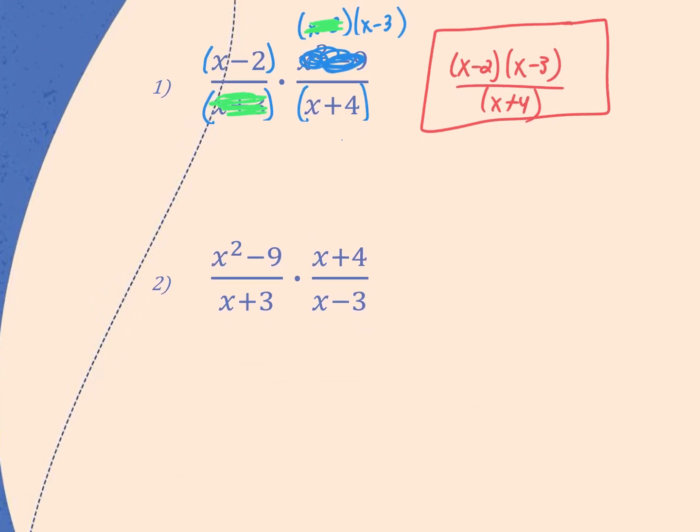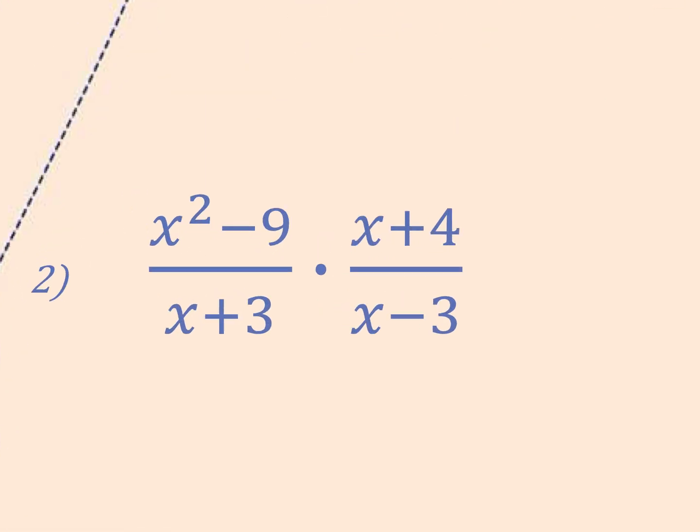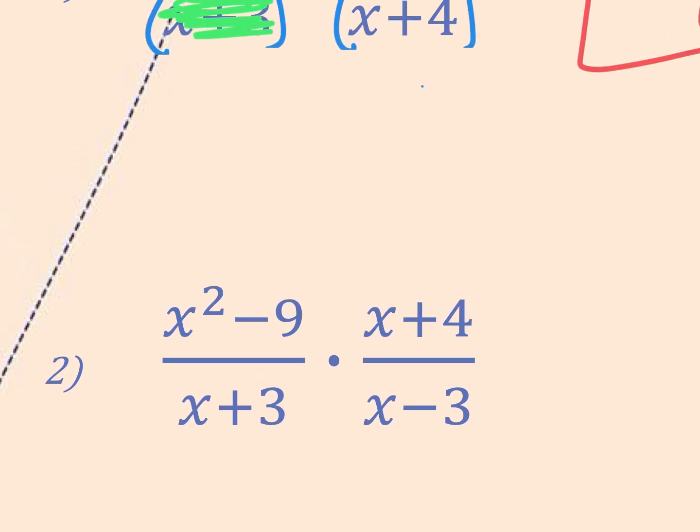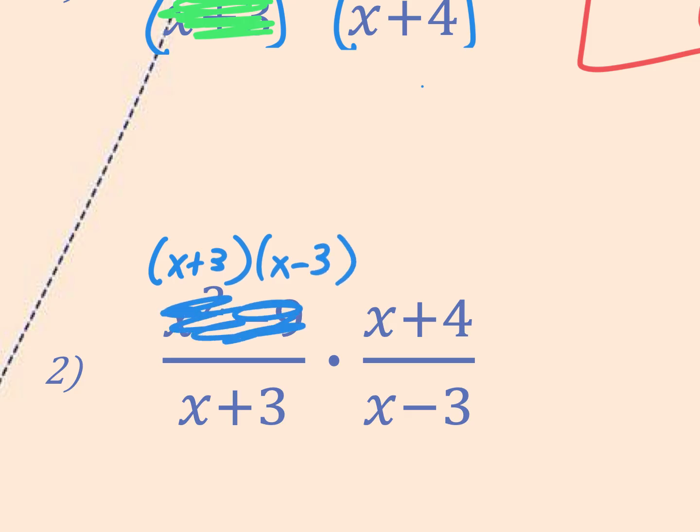Again, some of you are going to listen and take my advice. Some of you are not. I understand that. But I'm going to start top left. Is there anything I can break down here? Is there a difference of squares, GCF, anything like that? Yes. What's x squared minus 9 going to become? Perfect. X plus 3, x minus 3. So this is gone.